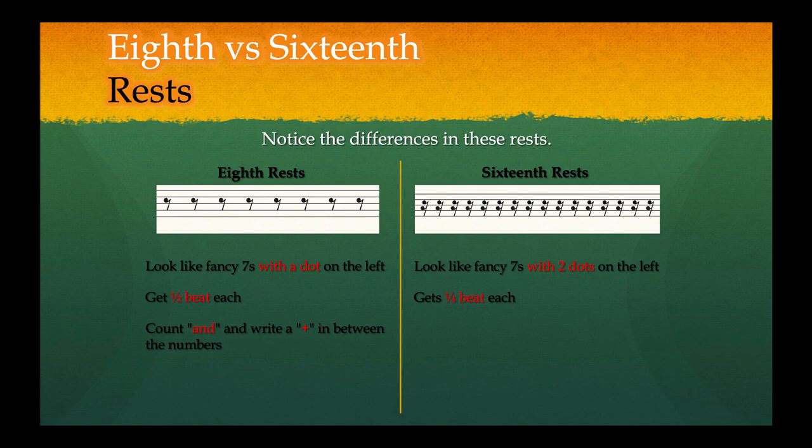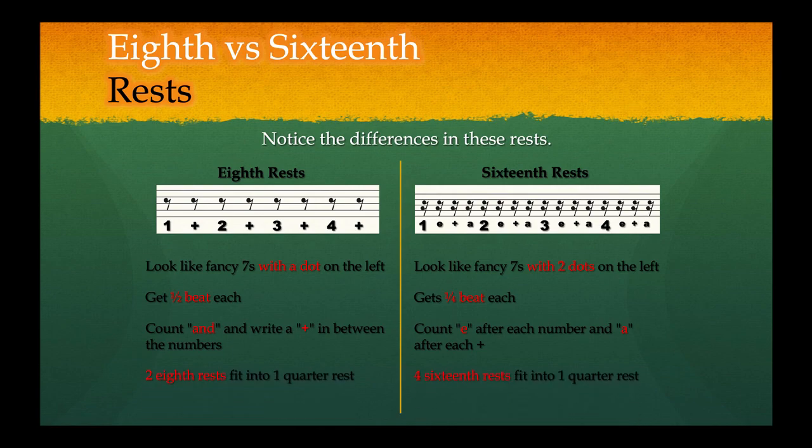When counting 8th rests, we count and write a plus sign in between the numbers, the same way we would do it if they were notes. 1 and 2 and 3 and 4 and. When counting 16th rests, we count E after each number and after each plus sign, the same as we did with the notes. 1E and 2E and 3E and 4E and. 2 8th rests fit into 1 quarter rest, but 4 16th rests fit into 1 quarter rest.